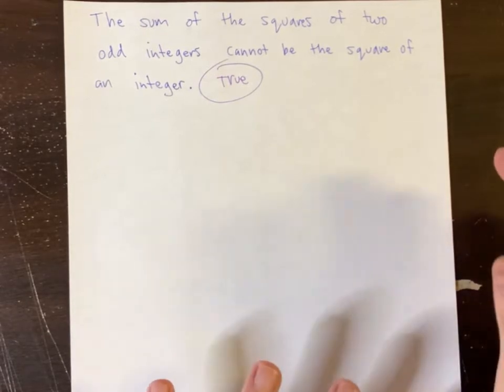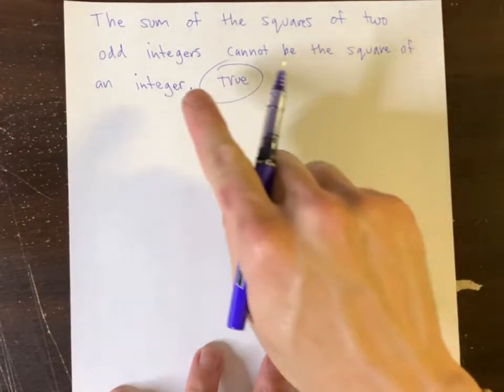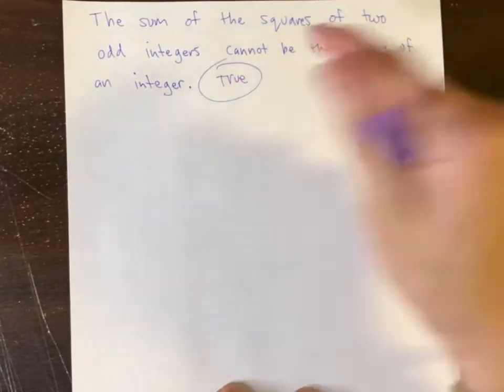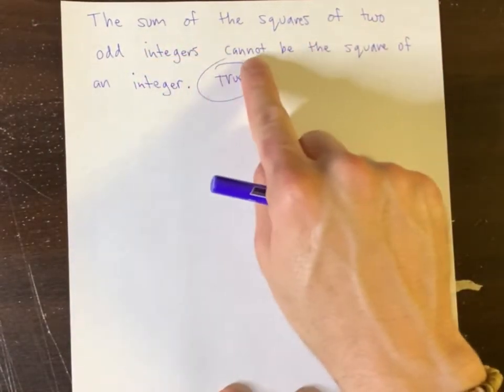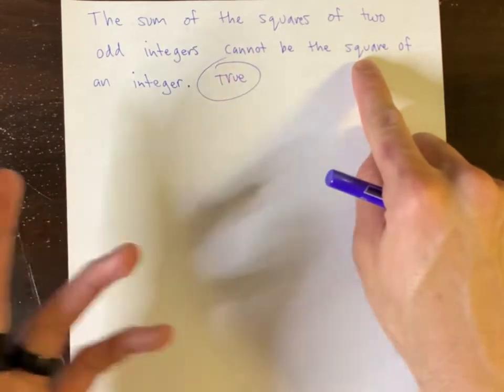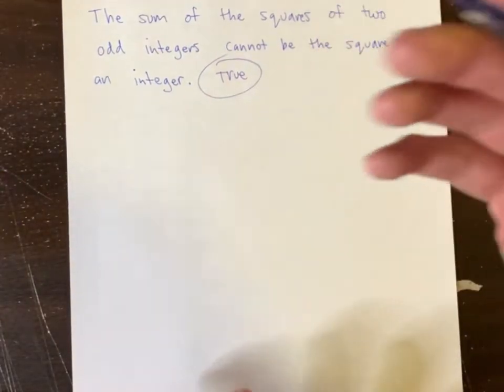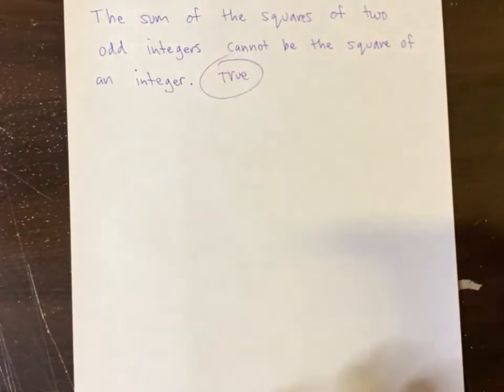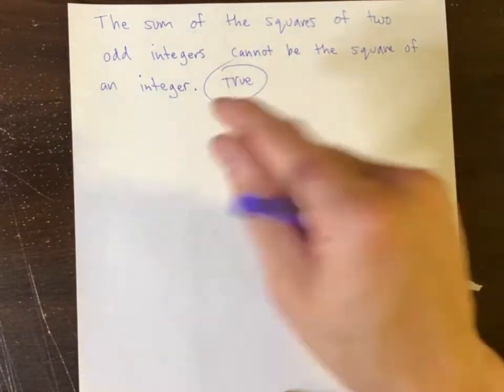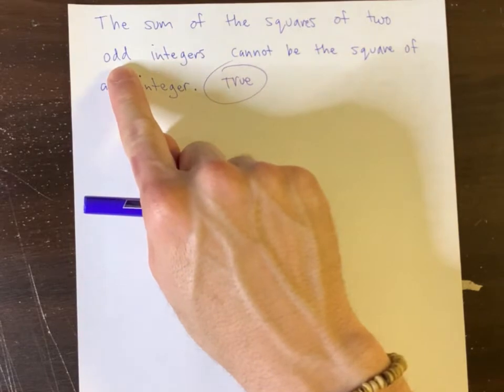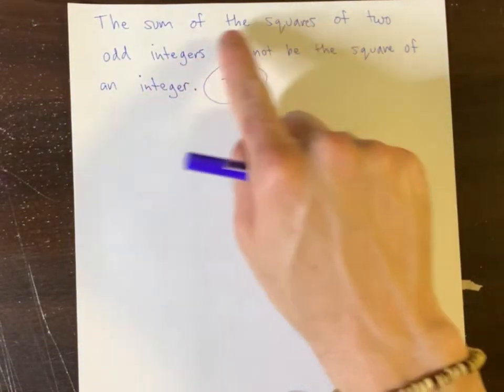So let's pretend that this can happen. Let's pretend that the sum of the squares of two odds can give you the square of some other integer. Let's pretend this can be true, and then we're going to run into a contradiction. So let's pretend that this is possible. So I'm going to try to take two odd numbers, square them, add them together.